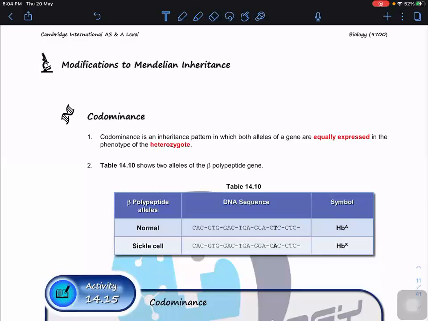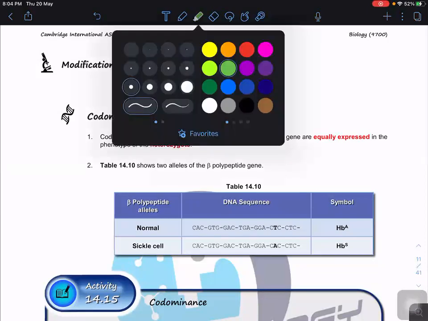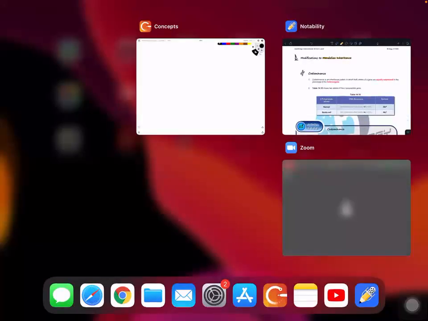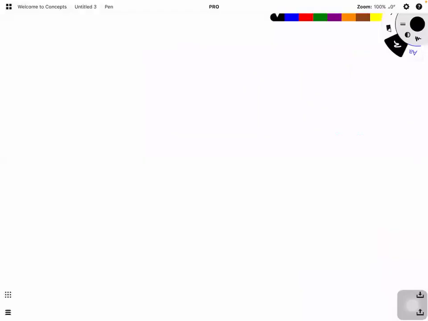Okay, so for today, we're going to look at modifications to Mendelian inheritance. So what do we mean by Mendelian inheritance? What we have learned previously, all of them, are Mendelian inheritance. Let's say, for example, the monohybrid cross and dihybrid cross. So this is a quick run through of what we have learned previously.